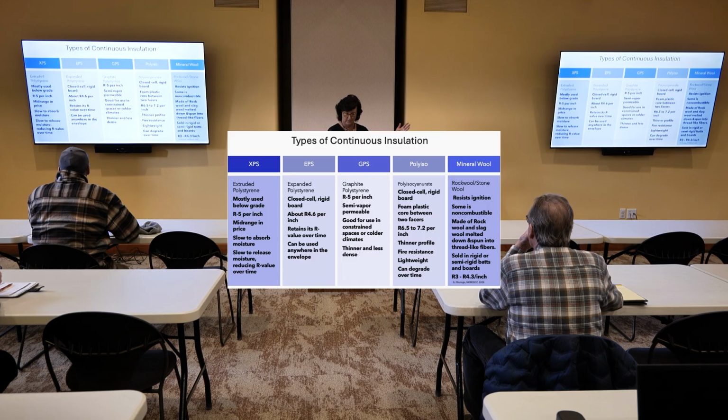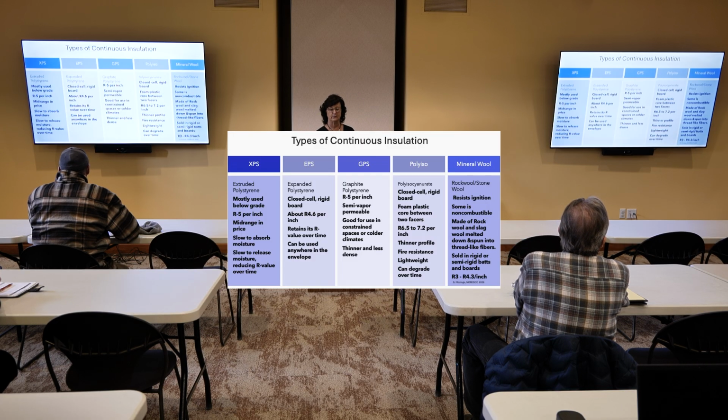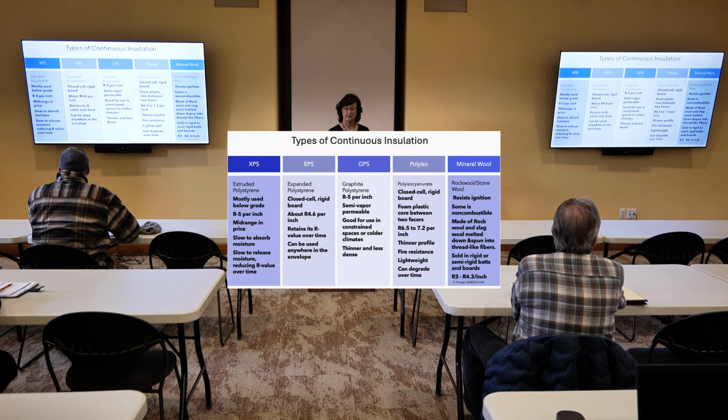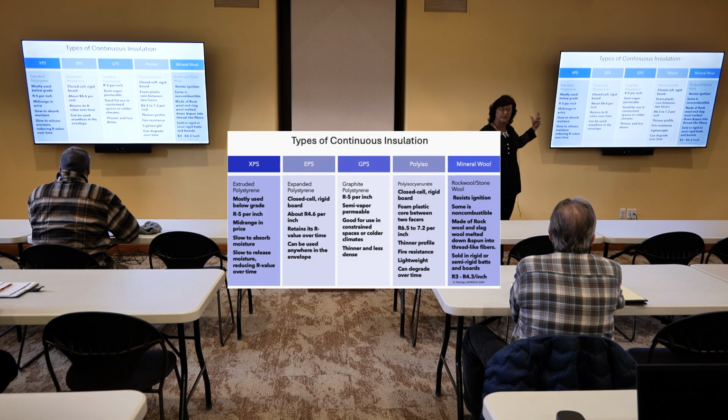You can, like we've seen, we can get lower, we can get higher. It's about mid-range in price between the polyiso and EPS. It is slow to absorb moisture, which is really good. The problem with this one is that it is also slow to release the moisture once that moisture gets in there.